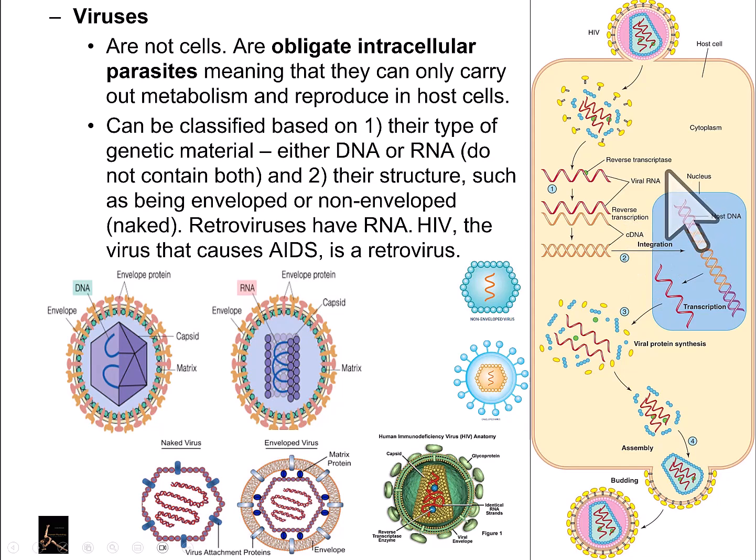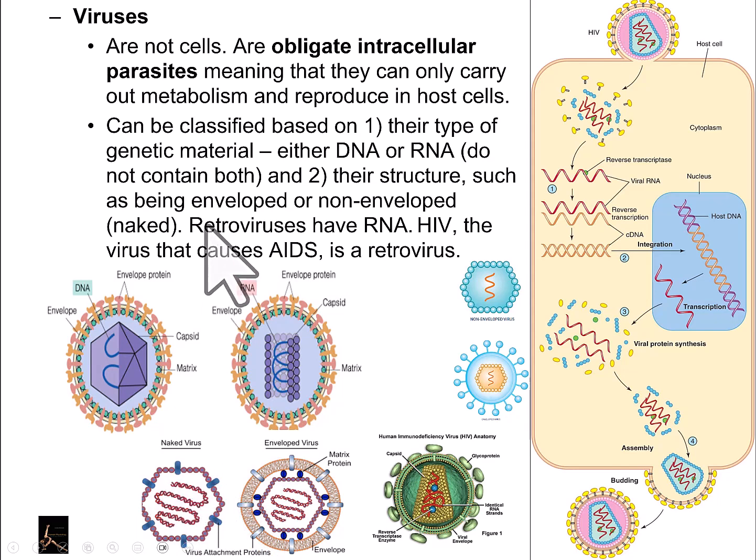Viruses can be classified based on, one, their type of genetic material. Viruses will either carry DNA or RNA, but don't carry both. And two, their structure, such as being enveloped or non-enveloped. And shown here are examples of enveloped viruses. They have a phospholipid bilayer around them, contrasted with non-enveloped viruses, which don't have this membrane envelope around them.